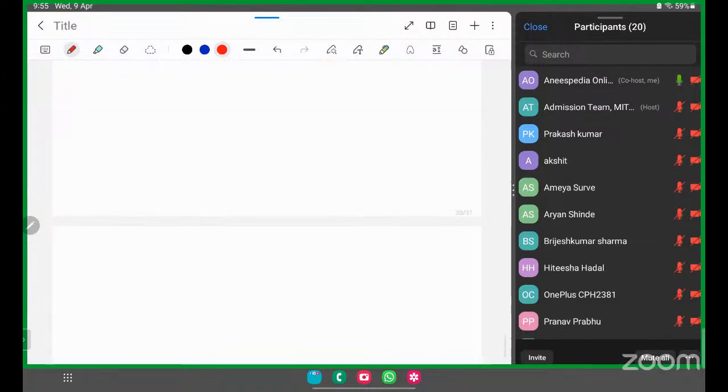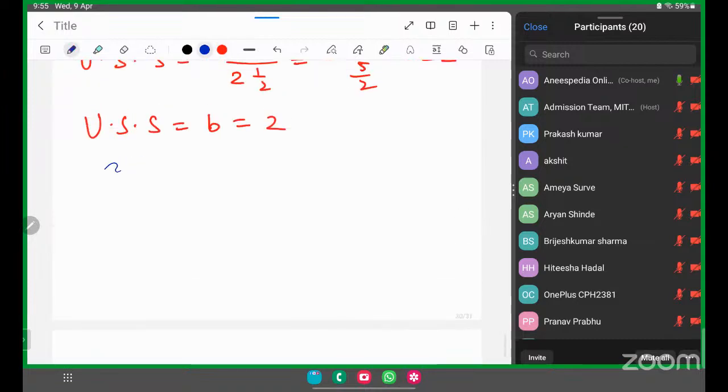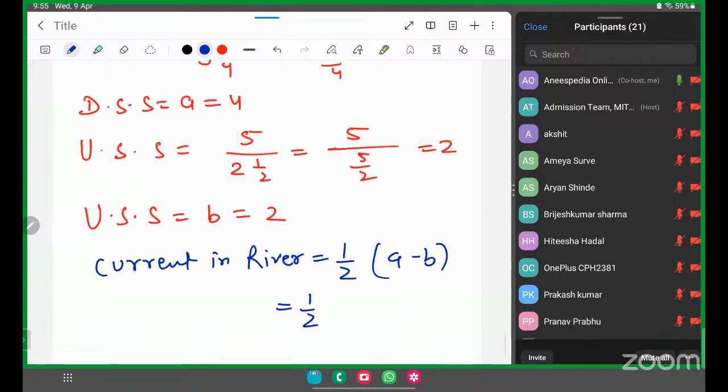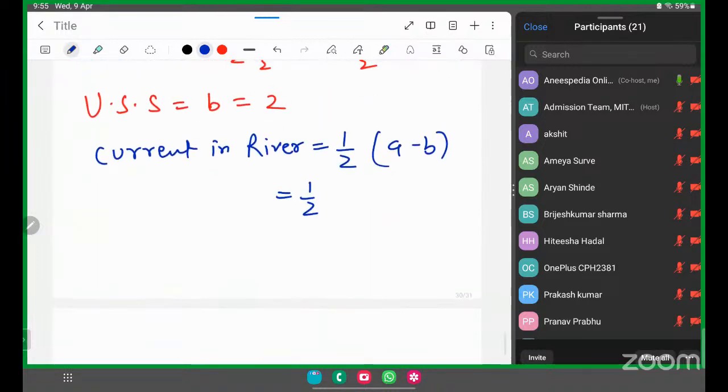We have to find out the current in the river. So current in the river will be half of A minus B. That is half of 4 minus 2, half of 2, that is 1 unit, 1 kilometer per hour.